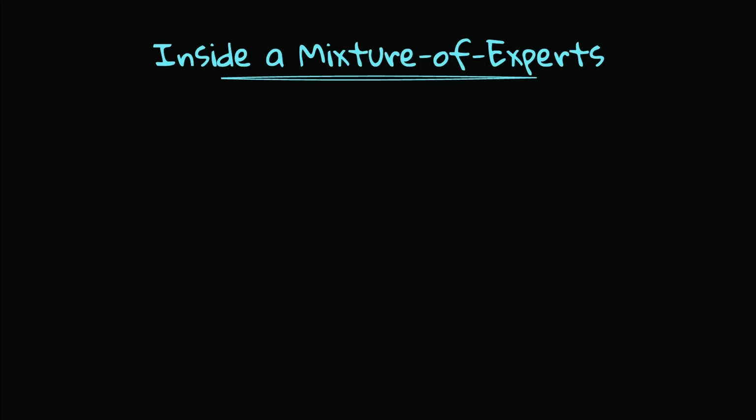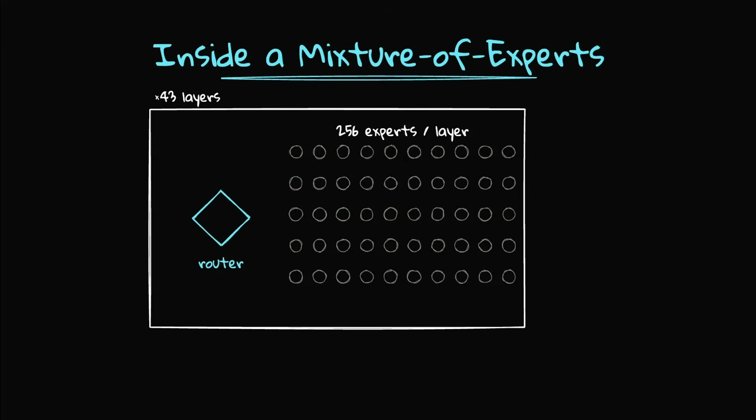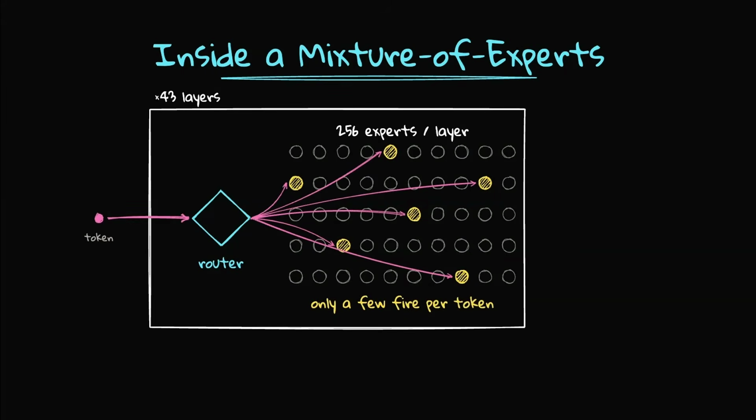Okay, so let's talk about the architecture a little bit. Inside each of its 43 layers, there is a router. And behind that router sit 256 separate experts, which are basically small feed-forward networks. Across the whole model, there are thousands of them. So when a token comes through, the router picks just a handful of experts to process it. The rest are completely idle for that token. That's why MoEs are usually much faster compared to dense networks.